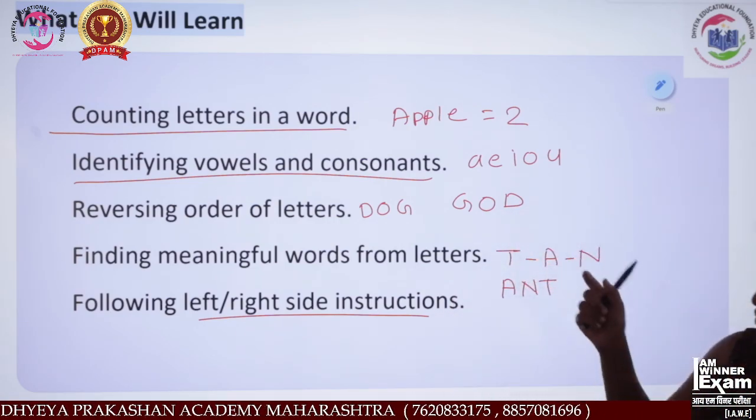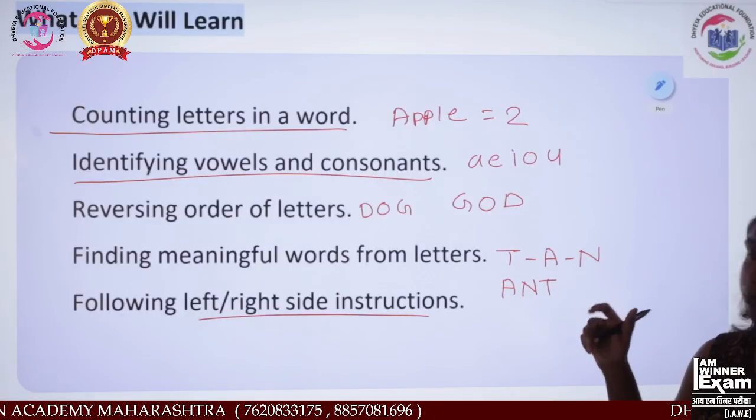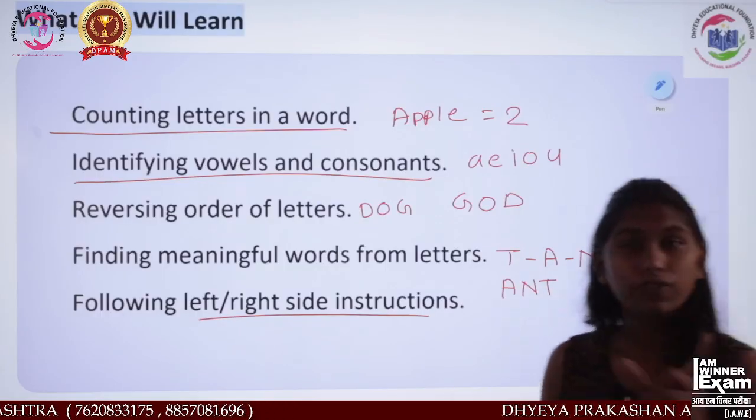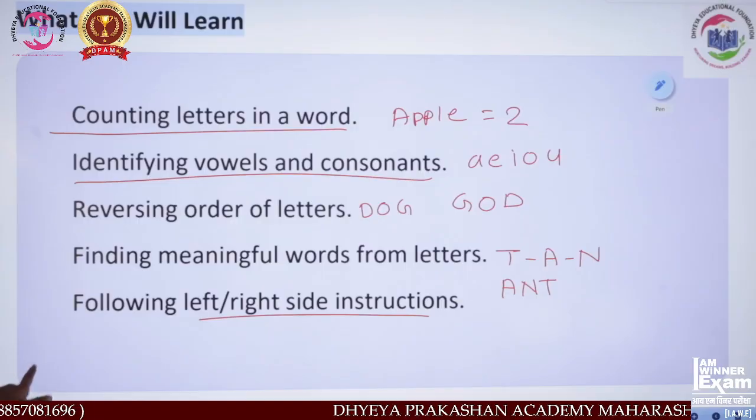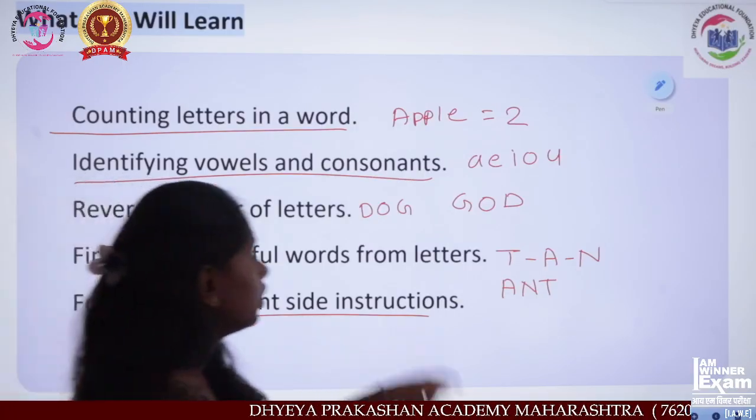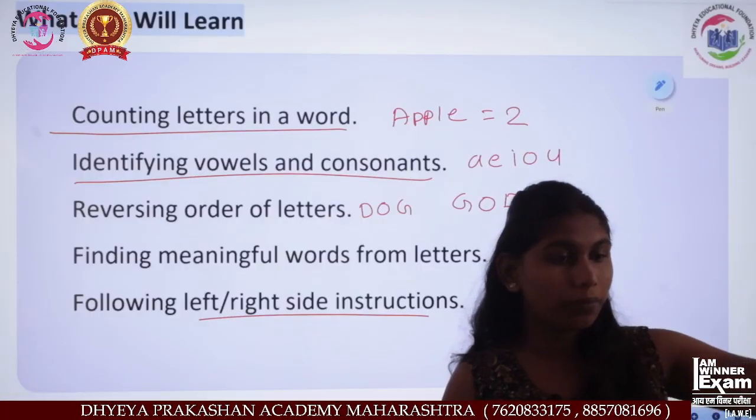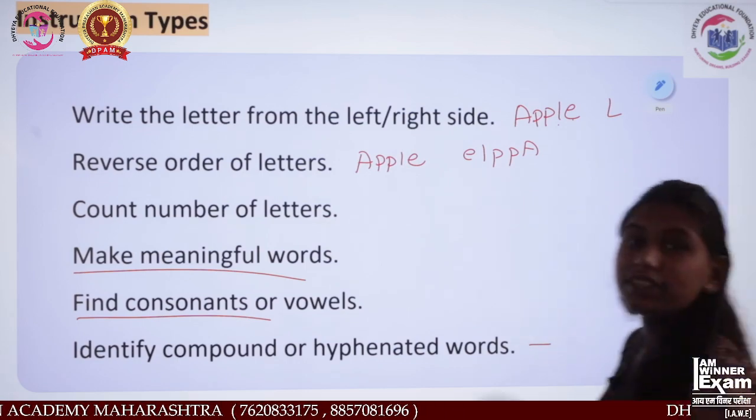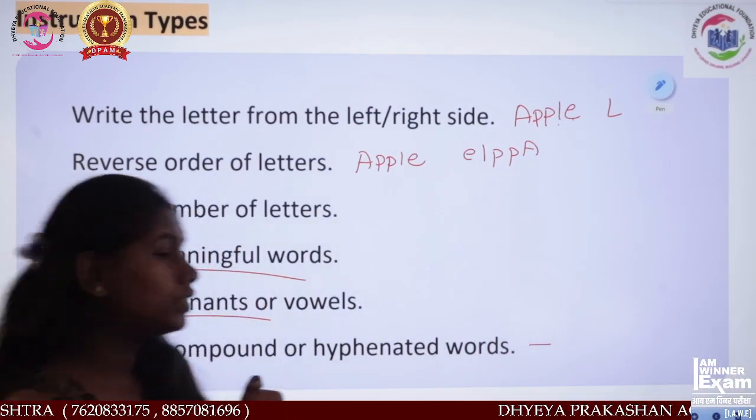Okay, so this is known as reversing the order of the letters. Then finding meaningful words from the letters. Then we found meaningful words from the given letters. Then following left and right side instructions. We start counting from left, start counting from right. So like this, we followed the instructions. Okay. Then next, these are some types of instructions which are there in MCQ based questions.